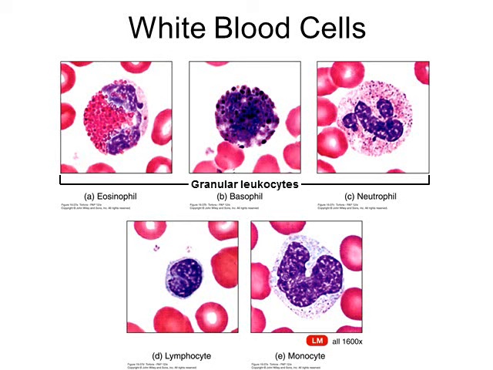For the agranular leukocytes, at the bottom we have lymphocytes on the left and monocytes on the right. The monocyte is described as having a horseshoe-shaped nucleus. It's a very large cell.